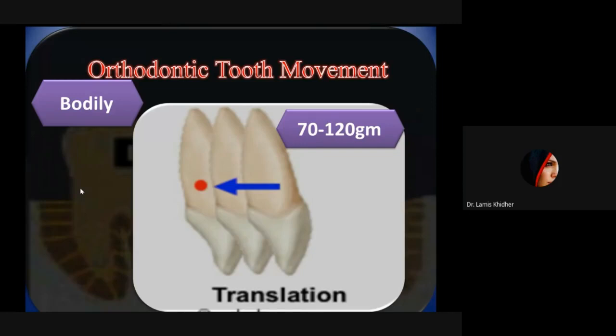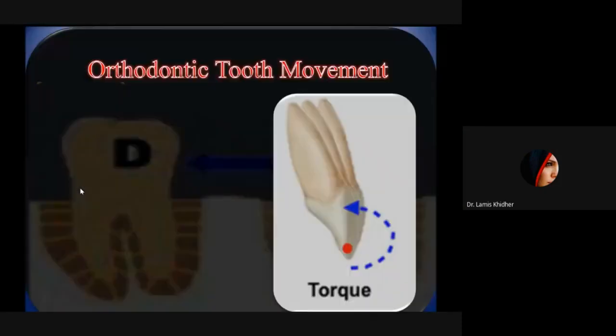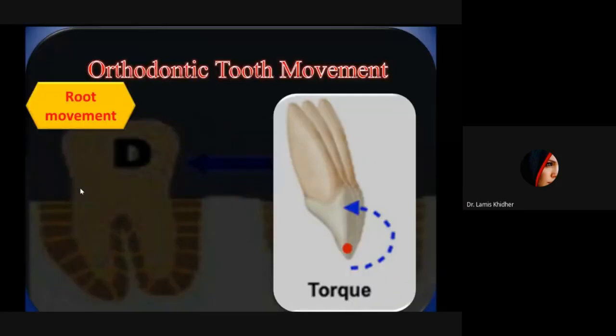Only by fixed appliance can I get a bodily movement. The third type of orthodontic tooth movement is called a root movement. The root movement, as a definition, means movement of the root of the tooth in the direction of moment force application, while the crown will be stationary, fixed in its position.